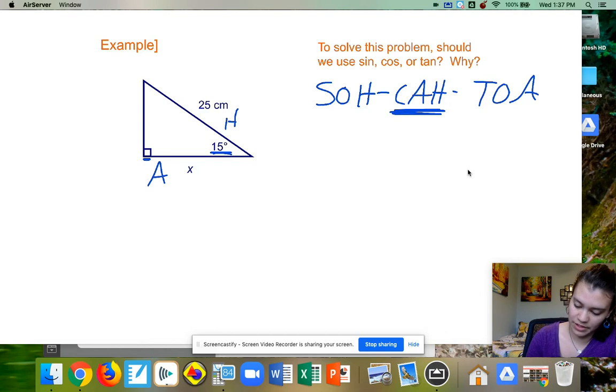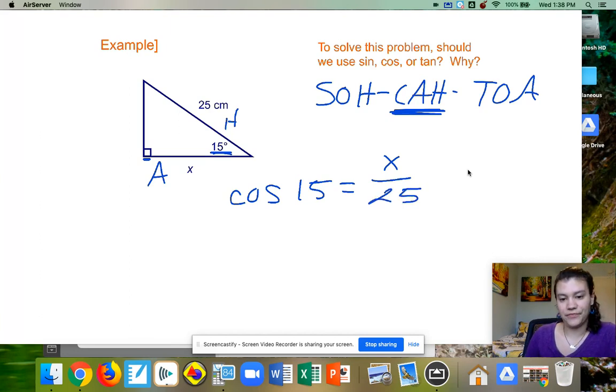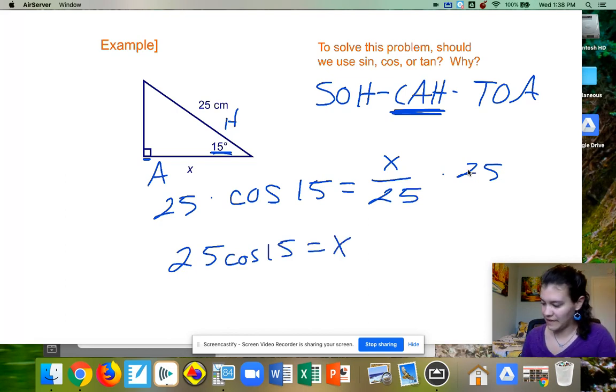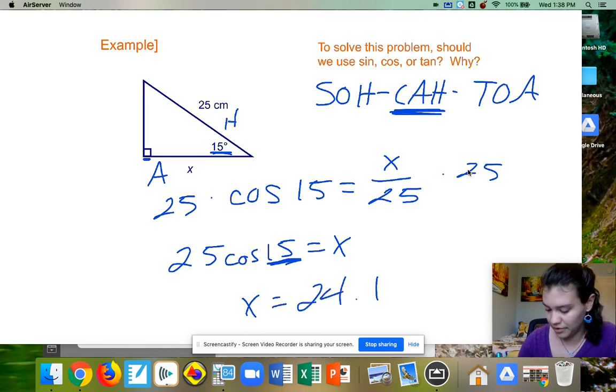To set this up, you want cosine of some angle, whether it's x or an actual number. So cosine of 15 has to equal your ratio, adjacent over hypotenuse. And then from here you can solve. We can multiply both sides by 25 and end up getting 25 cosine of 15 equals x. Then you can type 25 cosine of 15 into your calculator. Just make sure you're in degrees because you have 15 degrees as your angle. And you should get x equals 24.148 centimeters.